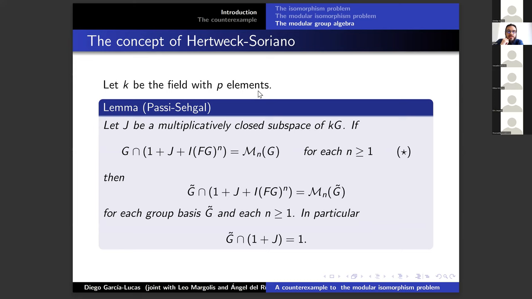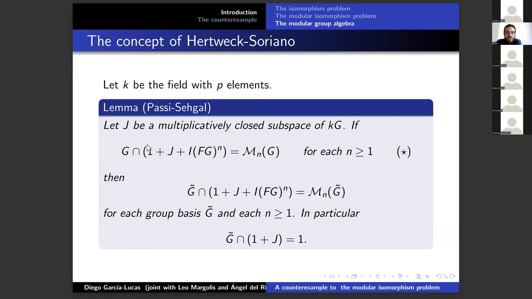The important thing about it is that there is some property, which depends on the group basis G, this star property, that if it holds for a group basis G, then it holds for every possible group basis G tilde. And moreover, it is easy to see that since this ideal is nilpotent, if we take n big enough, then this is 1 plus J, and this is the trivial subgroup. So this property holds for every possible group basis, given an ideal or a multiplicatively closed space of KG.